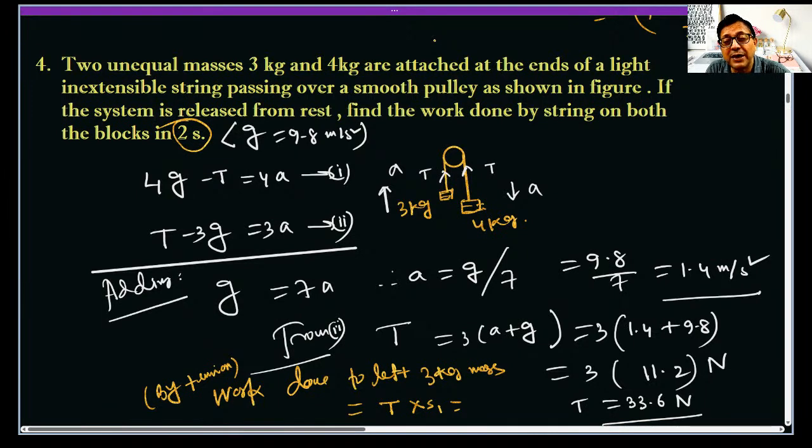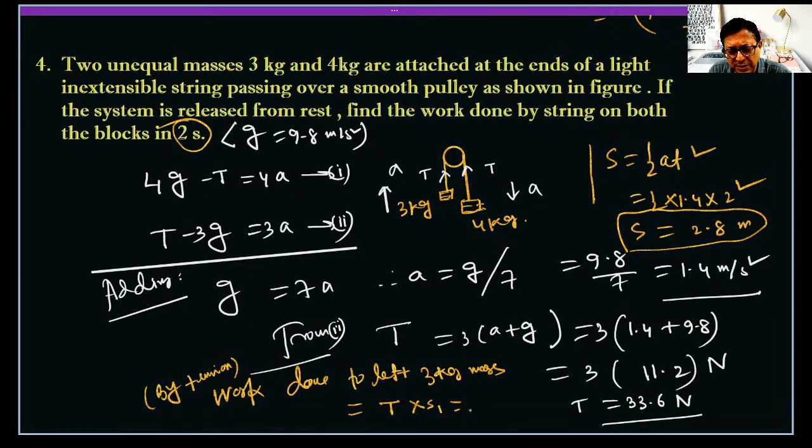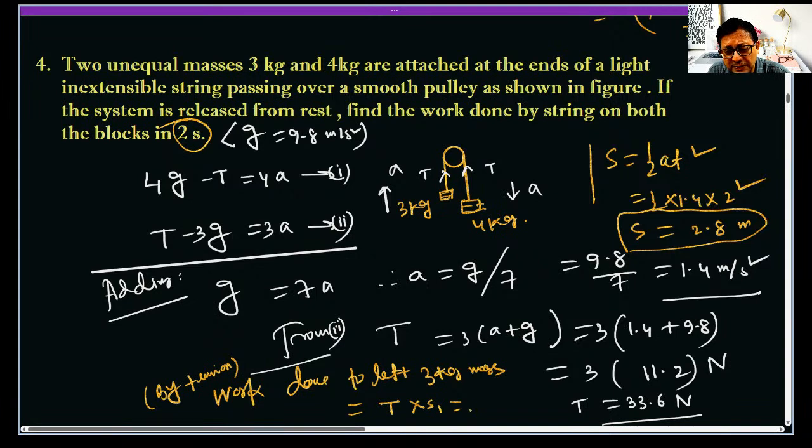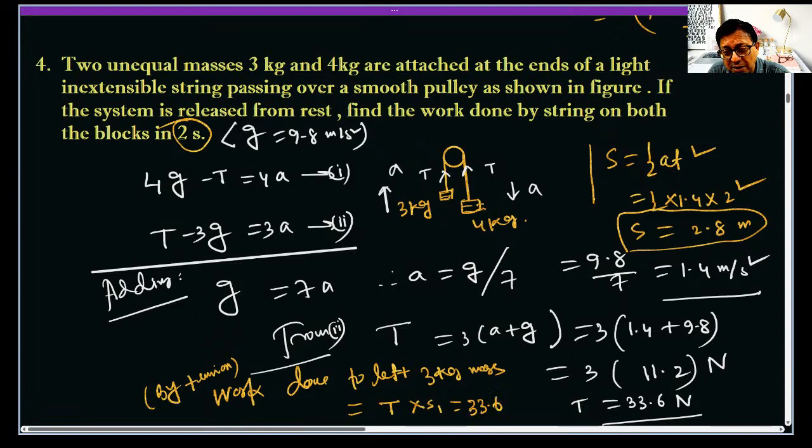So displacement you find by using the relation S is equal to half a t square. Half into a, what have you got? 1.4. T square is 2 square, that is 2.8 meter. This is for S. S means S1, S2, whatever you say. T into S1, T is the tension you got: 33.6 into 2.8 joules.